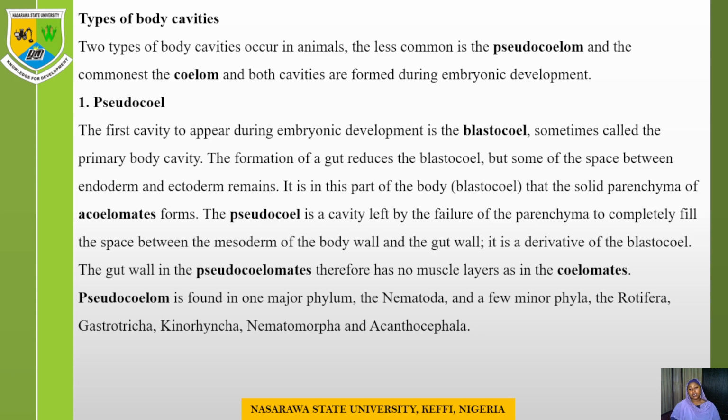The pseudocoel is a cavity left by the failure of the parenchyma to completely fill the space between the mesoderm of the body wall and the gut wall. It is a derivative of the blastocoel. The gut wall in the pseudocoelomate therefore has no muscle layers as in the coelomate. Pseudocoelom is found in one major phylum, that is the Nematoda, and a few minor phyla: the Rotifera, Gastrotricha, Kinorhyncha, Nematomorpha, and Acanthocephala.